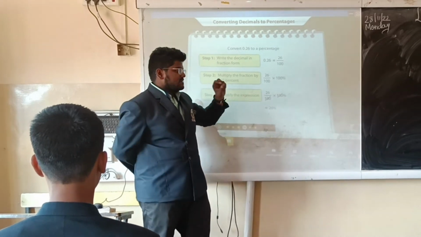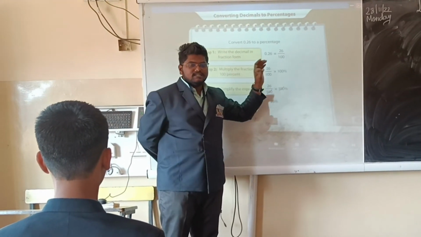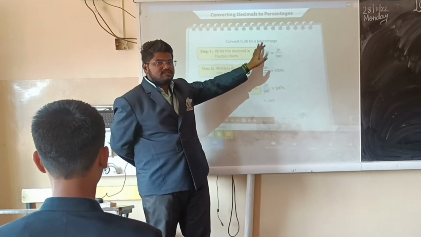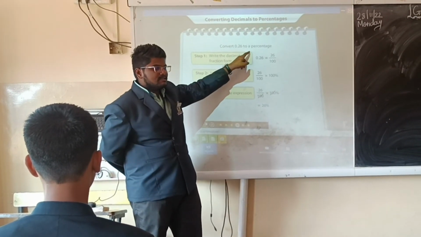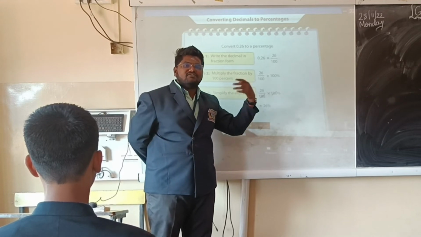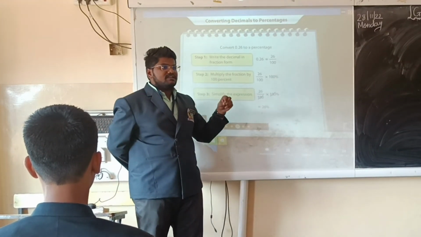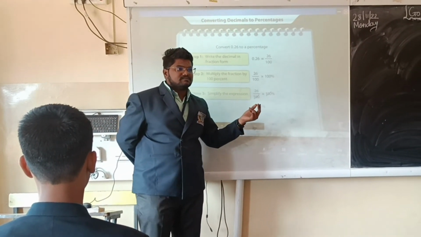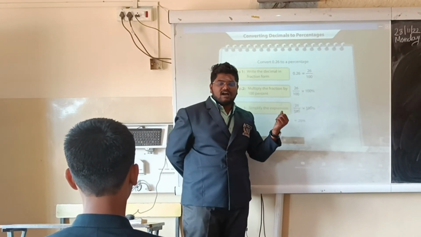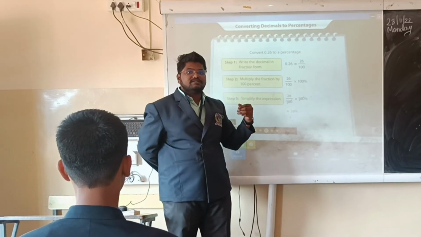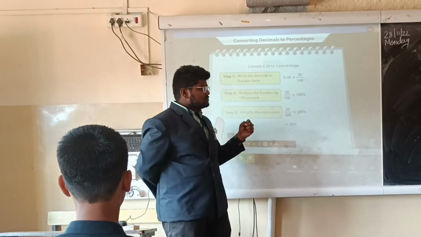Now, you must be wondering, why have we written 100 here? This 100 has nothing to do with the percentage. As you can see, 0.26 has 2 digits after the decimal point. So if there are 2 digits after the decimal point, we write 100. If there are 3 digits after the decimal point, we write 1000.